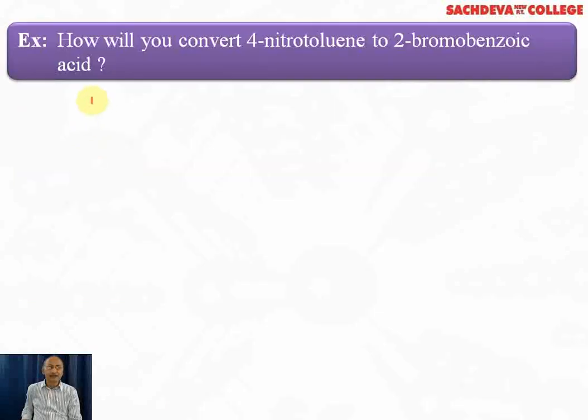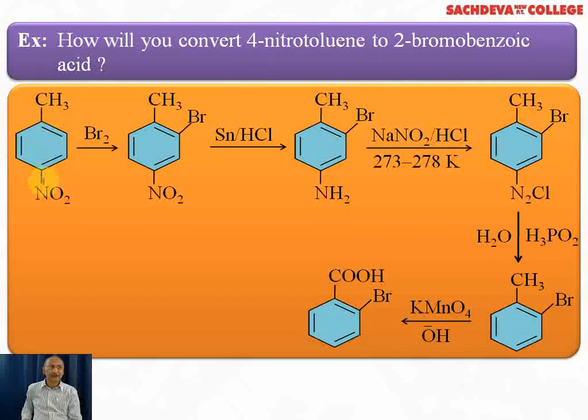Next we are taking conversions. How will you convert 4-nitrotoluene to 2-bromobenzoic acid? This is 4-nitrotoluene or para-nitrotoluene. First we are carrying out bromination.